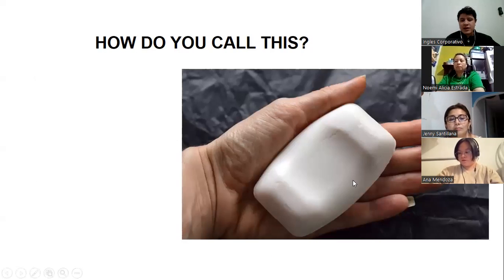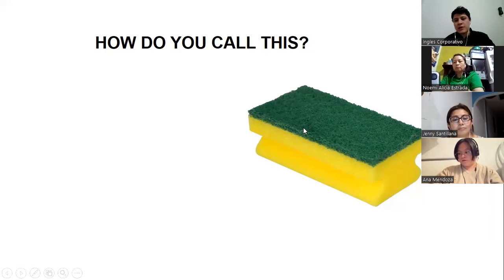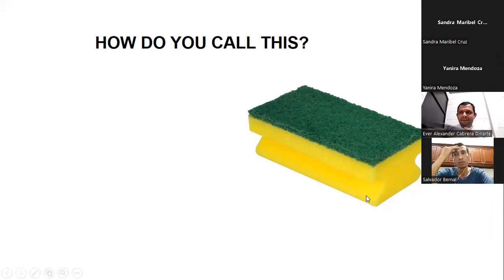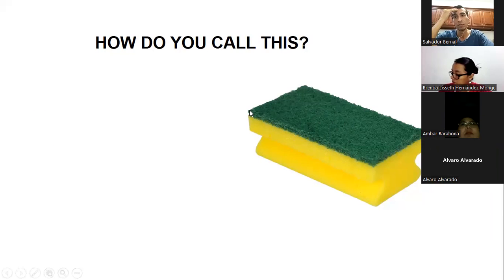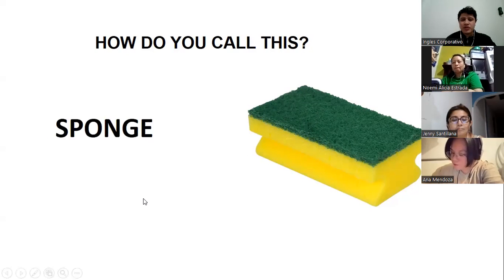Perfect. And what about this, guys? This is easy, right? I know that you know. Tub. Perfect. But also, we can call it, guys, bathtub, right? That's one of the ways that we can call it. And finally, the last one, guys. How do you call this? I know that you have one in your house, right? I know that everybody has one of these at home. Have you ever asked, how do you call these? Easy, guys. This is very easy. Any idea? Sponge? Yeah, exactly. A sponge. That's how we call it, a sponge. You can call it green sponge, right? Because we have this part that is green.